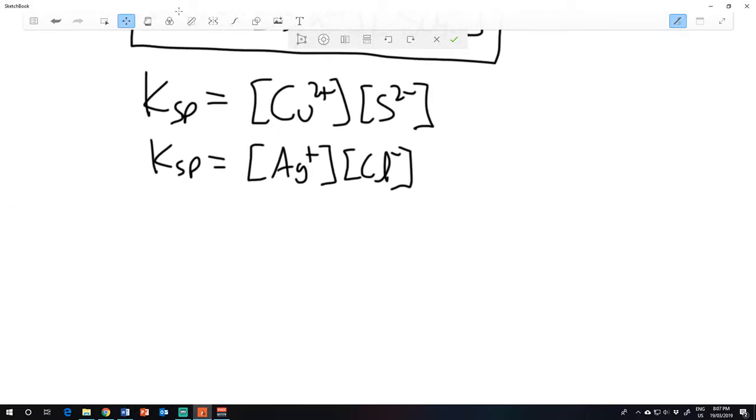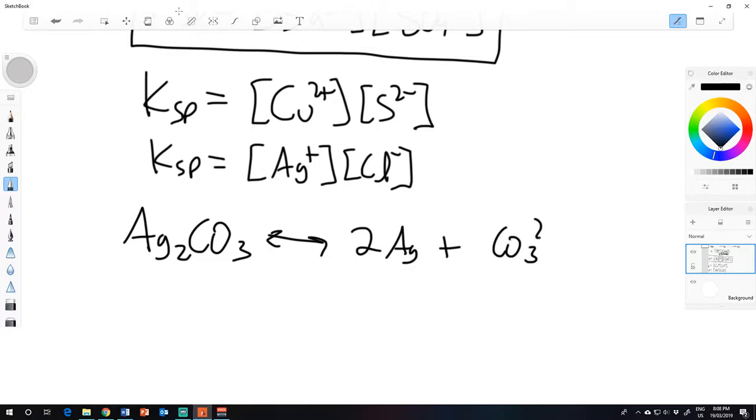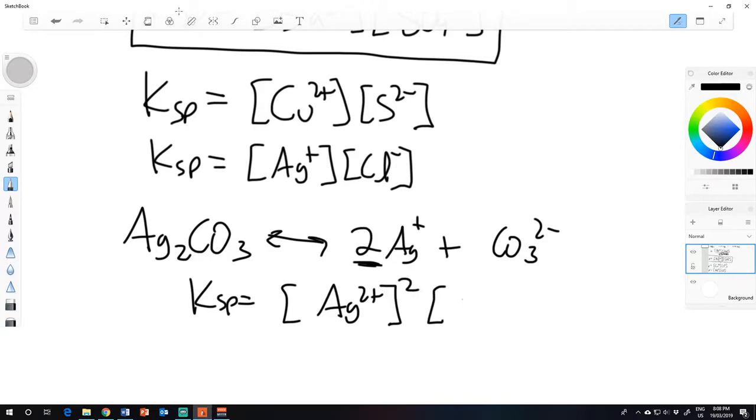Now, if you are given a salt, for example silver carbonate, this when it goes into equilibrium will form 2 parts silver and 1 part carbonate. So when it is put into the KSP, we have to take into account that we've got 2 silvers, so KSP will become Ag+ squared times CO3 2-. Okay, so the square comes from this coefficient here.